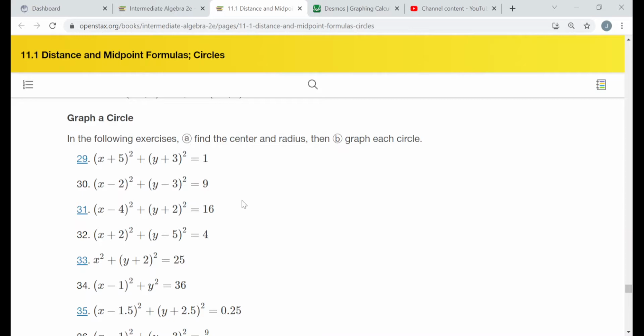So in each of these exercises in the video, we're going to be asked to find the center and radius of the circle, and then of course graph the circle. I'll draw a hand drawing of the graph, and I'll also go to Desmos.com, a free online graphing calculator, to graph it as well.